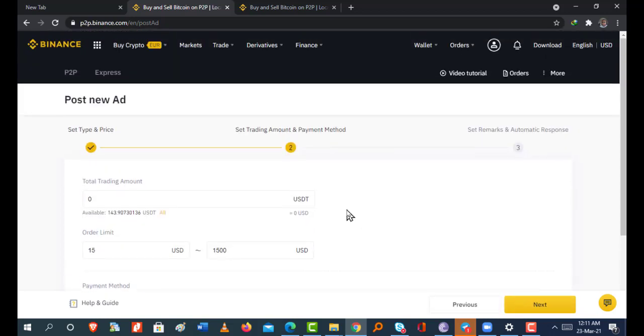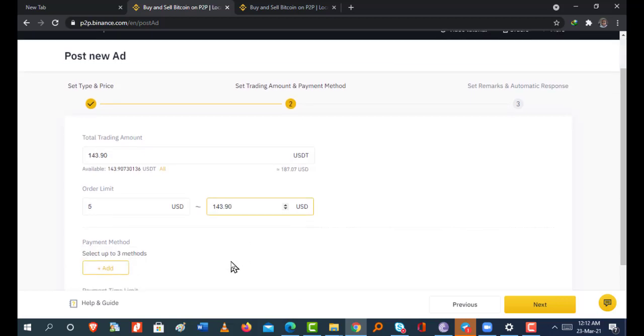And here you're now going to set the parameters. How much USDT from your holding do you want to put up? I'll say all of it. Then here the minimum that you are willing to sell. I would say I'm willing to sell a minimum of 5. The maximum you're willing to sell, I would say 143.91. Okay, that's the maximum I'm willing to sell.